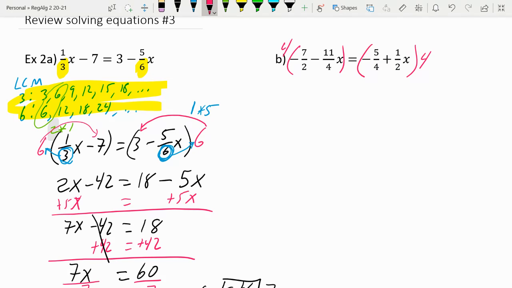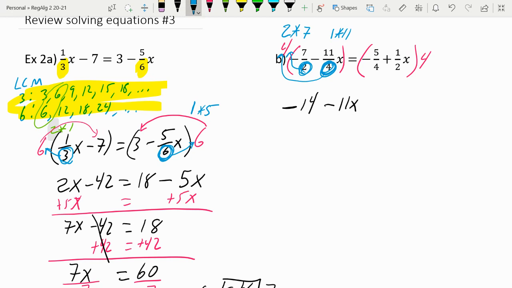All right, so 2 goes into 4 two times, and then I'm going to multiply by the numerator. So 2 times 7 is 14, and it just happened to be negative. All right, minus 4 goes into 4 one time times that numerator. So then it's going to be minus 11x. Okay, so far so good.